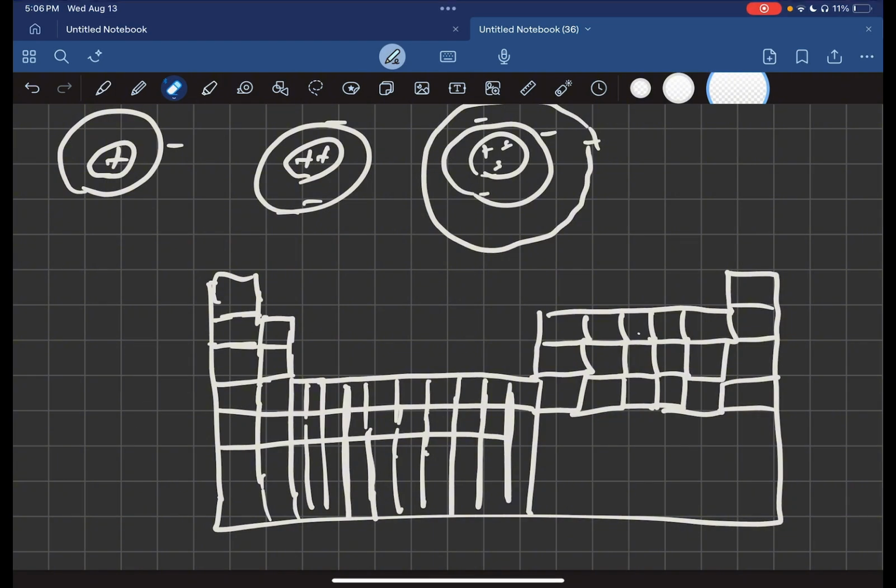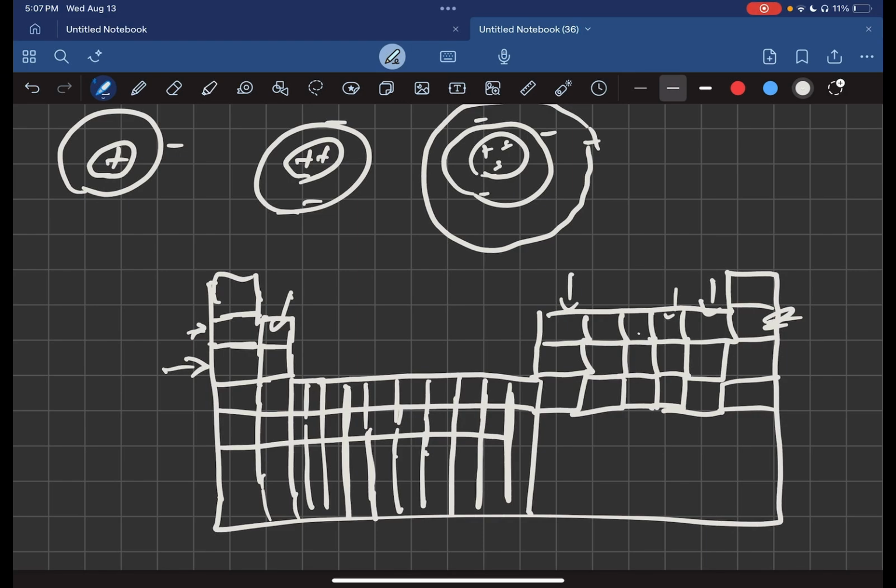So lithium has three, and then this beryllium will have four, got ahead of myself, and this boron will have five, carbon six, and then this nitrogen will have seven, and then you have oxygen at eight, and then you have fluorine at nine, and you have neon at 10. Now, this right here is going to be sodium, and it's going to have 11.